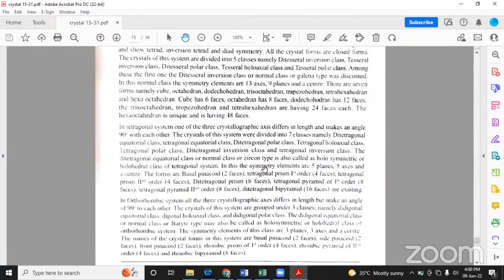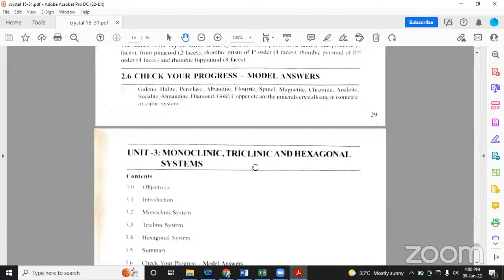Okay, thank you all of you, and we'll discuss tomorrow the other 3 systems: the monoclinic system, triclinic system, and hexagonal system. With these 3 systems, we will finish the crystal systems. So you know there are 6 major crystal systems, each having a different number of classes. In total, 32 classes are there.